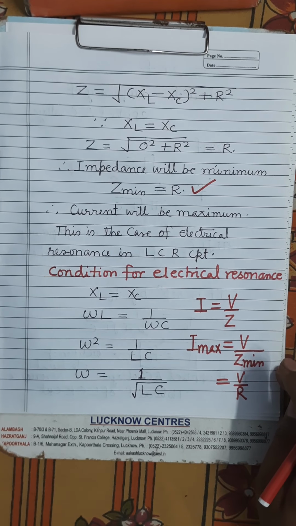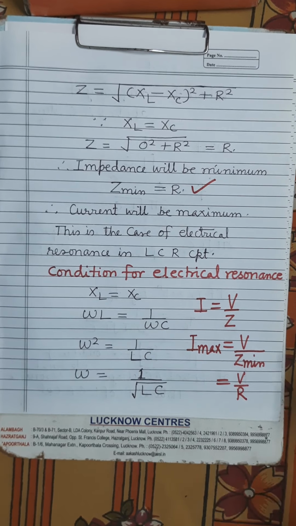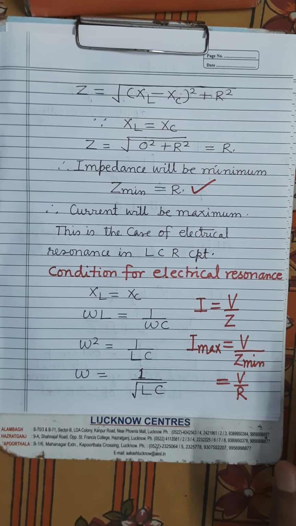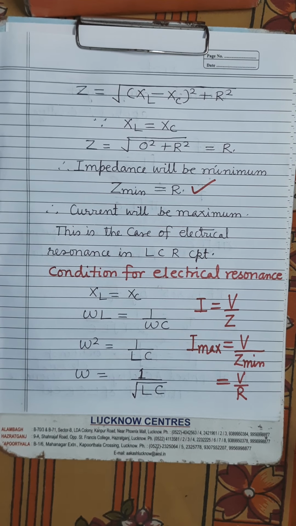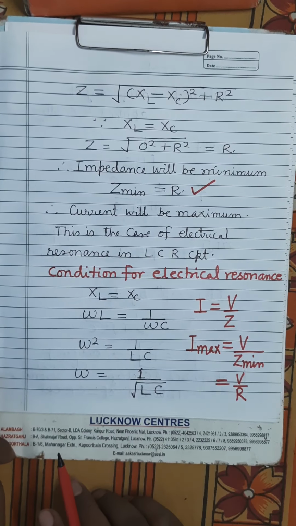So this is the case of electrical resonance in LCR circuit. Electrical resonance. In resonance, what happens? One of the parameters increases, for example in case of sound, the amplitude increases. So here also one of the parameters of the LCR circuit is increasing, which is the current. So this is called electrical resonance in LCR circuit. When will it take place? When XL and XC are both the same.